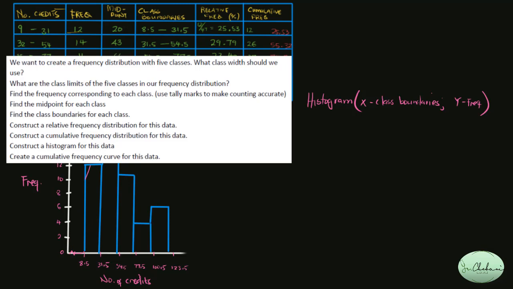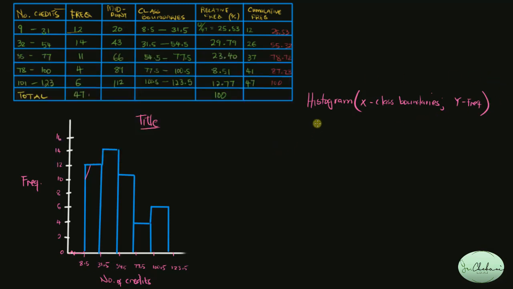So lastly, we are asked to create a cumulative frequency curve for this data. So for a cumulative frequency curve, what do we need? On the x-axis, we need the upper class limits or boundaries. In this case, we'll use upper class boundaries. And then on the y-axis, since it's a cumulative frequency curve, we need the cumulative frequency.